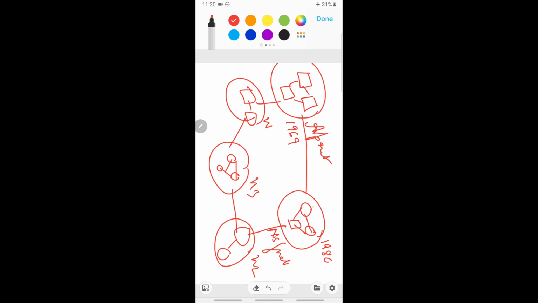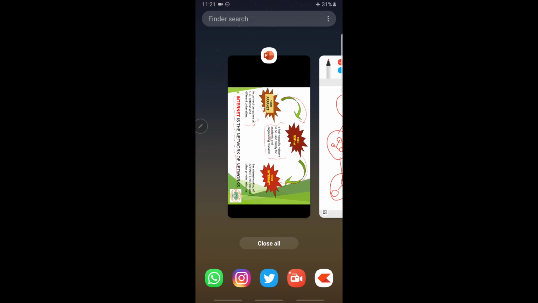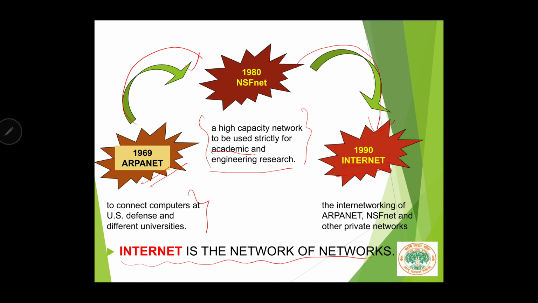So now what has it become? All these are small networks, and now we have made a bigger network out of these small networks, and this bigger network is known as the internet. Internet means network of networks. We have certain small networks, and we have connected those small networks to form the internet which we have today. So I hope this is clear.